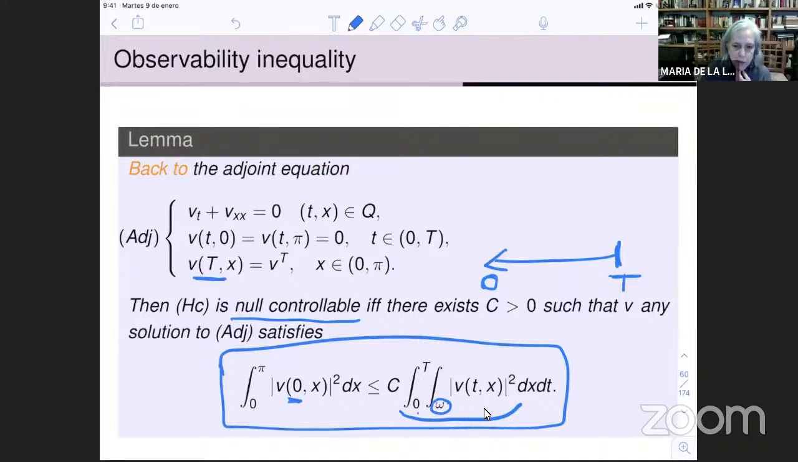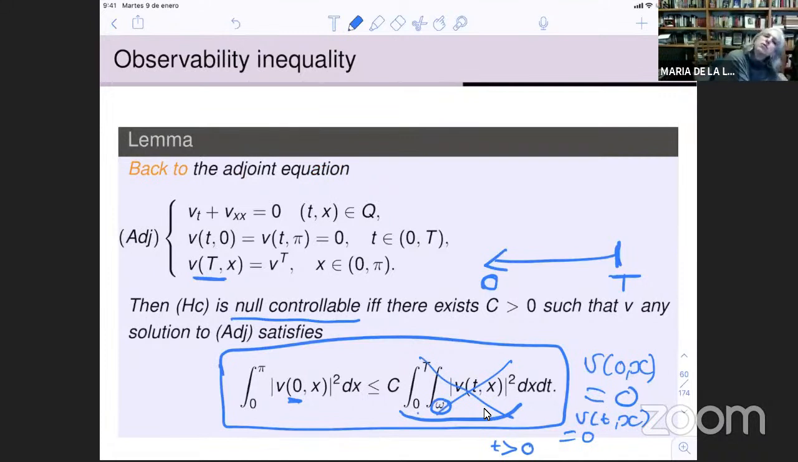unique continuation property. Why? Because if V vanishes in this set, that is, if this is zero, we are going to have V of 0, x equal to zero. And then we have a backward unique continuation property for the heat equation. That means that V of t, x is equal to zero for all t larger than zero, okay? So here is a backward equation. So I am going back to capital T. So V of capital T is going to be zero.